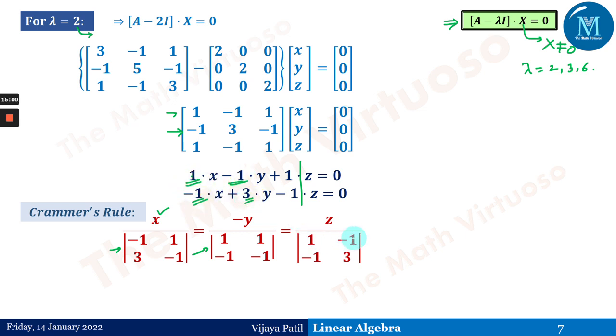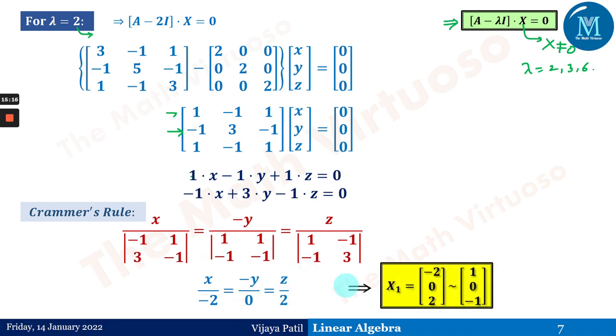1 minus 1 minus 1 3. So just after solving this particular determinant, we get these values: x minus 2, minus y 0, z 2. That means we are getting x1 as minus 2 0 2, which is equivalent to, if we take 2 out of this matrix, 1 0 minus 1. Now going towards the basis, because we have to find out the basis over here.